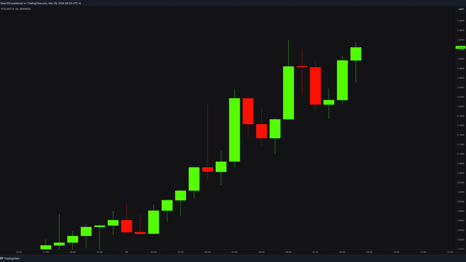FED was another top gainer of the day. This coin was going up and up for days. This specific candlestick made it the top gainer.